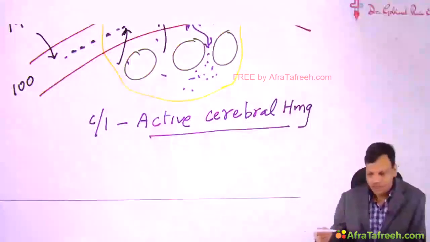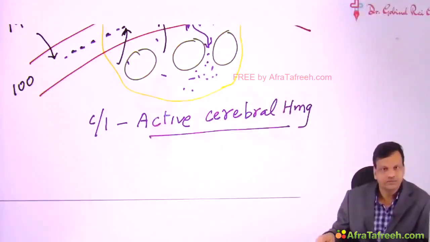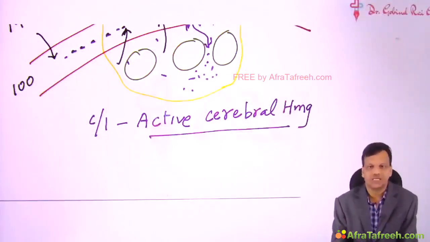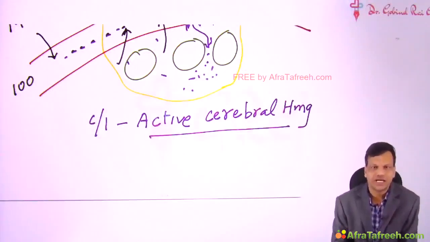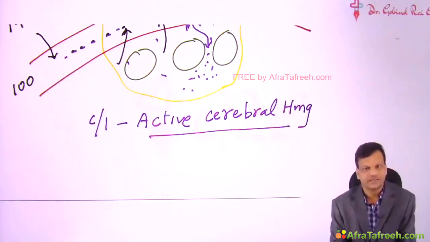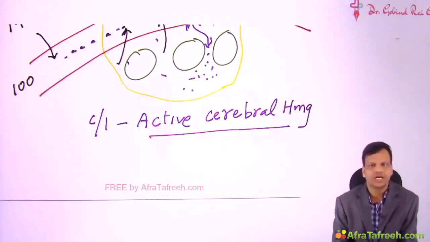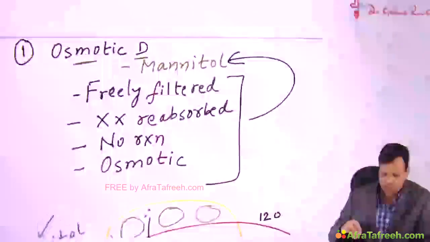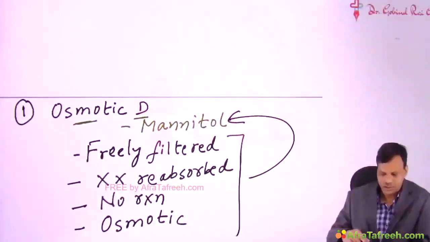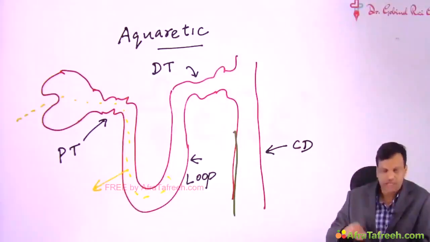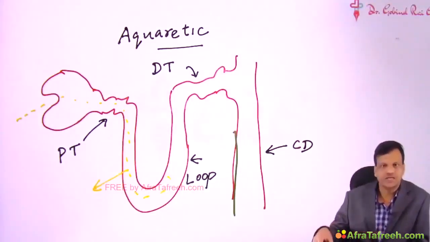Now, what will happen if we give mannitol orally? It will do the same thing. It will attract water in the GIT, which will lead to diarrhea. So if we give oral mannitol, it will cause osmotic diarrhea. So these are the important points regarding the first of the diuretics, which is the osmotic diuretic. It can work anywhere in the nephron.